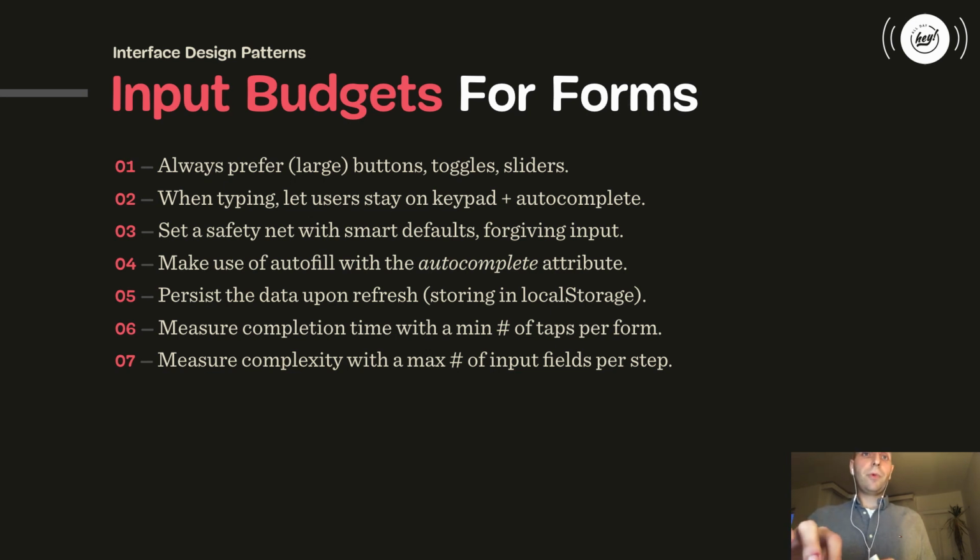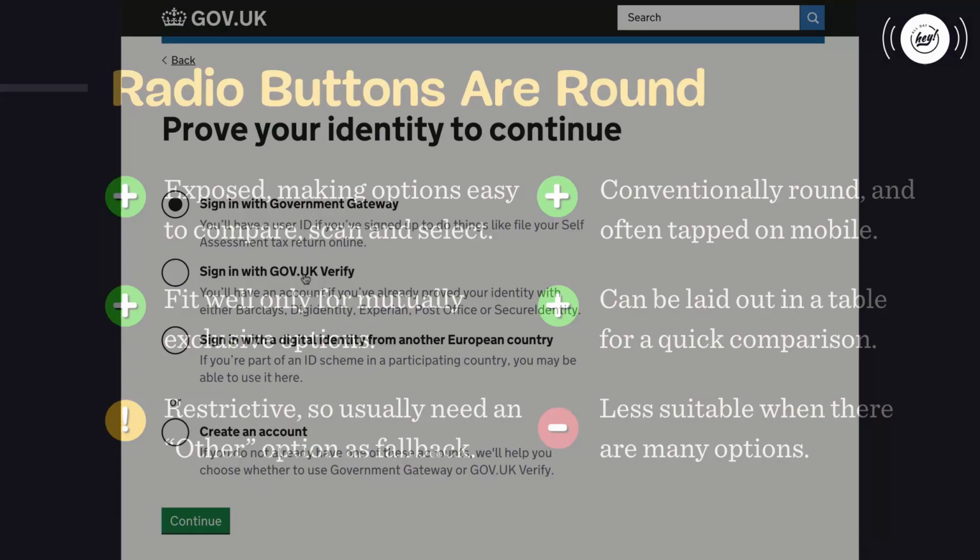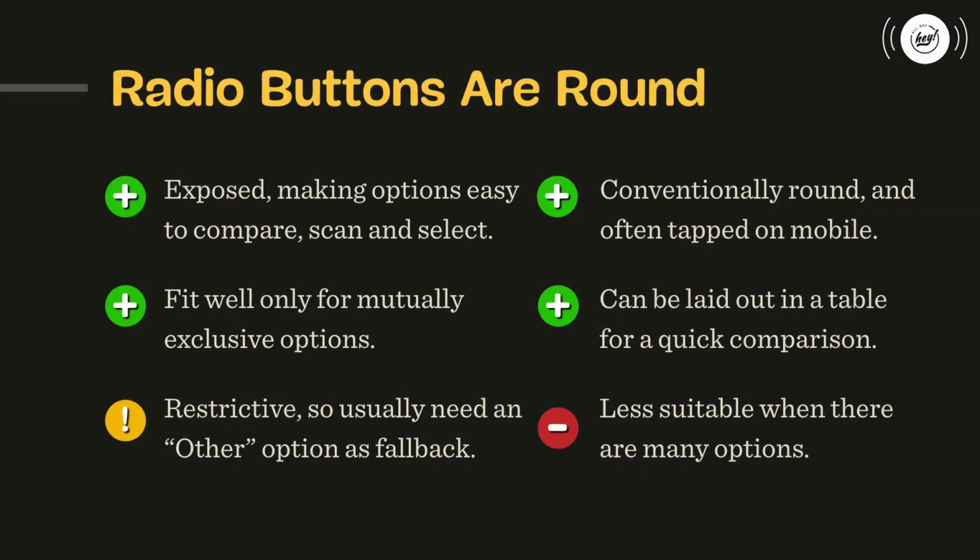And let's just take a look at some of the examples to make sure it's really obvious. One of them is, we talked about it already, radio buttons. Radio buttons should be round because they're radio buttons. And they're great because they make options easy to compare and scan and select. There's nothing wrong with them. But they're not suitable when there are too many options.